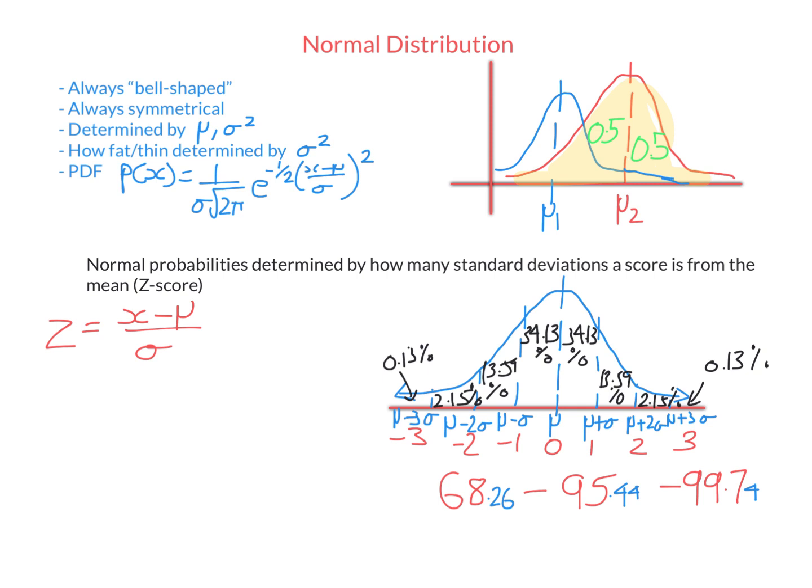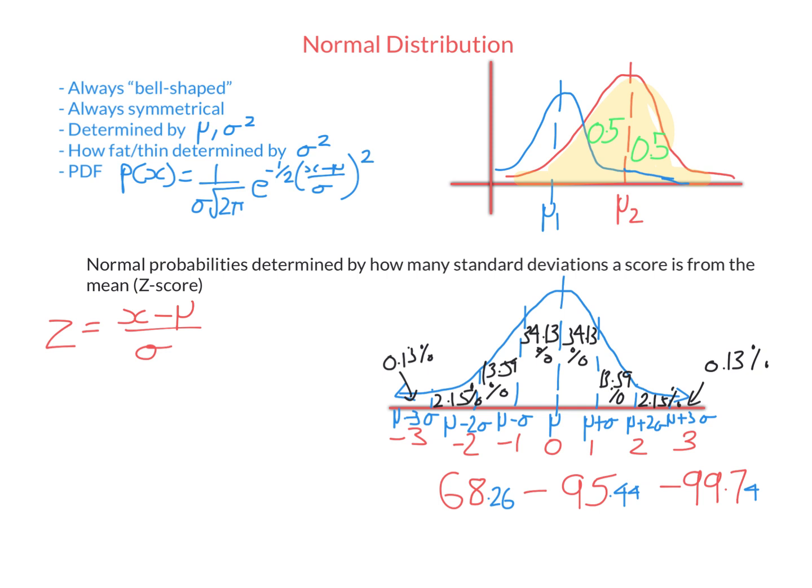In any normal distribution, 68, or more precisely 68.26% of scores are within 1 standard deviation from the mean. 95.44% of scores are within 2 standard deviations, and 99.74% of scores are within 3 standard deviations.